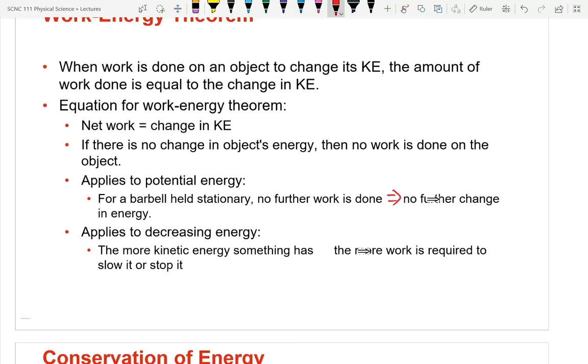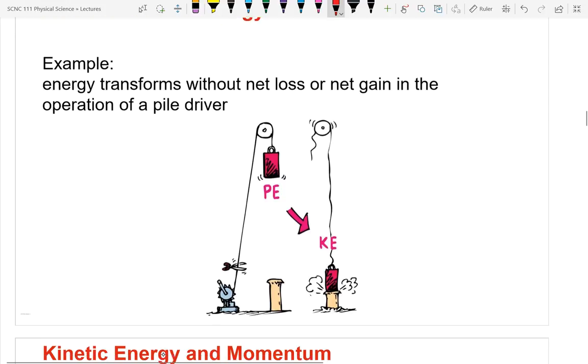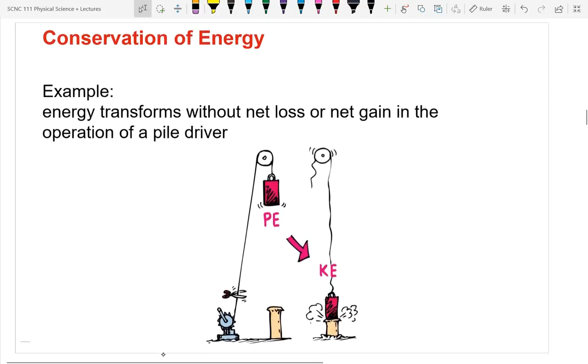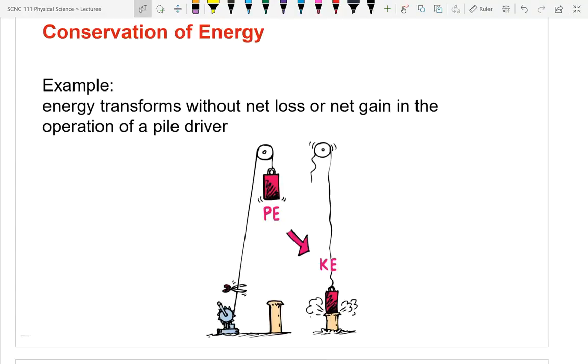So anyway, here's the pile driver. I mentioned it twice. Now we can look at the pile driver. What's going on in the pile driver? First, you use this little winch. The winch is a simple machine. You might have a weight there that is 1,000 pounds.